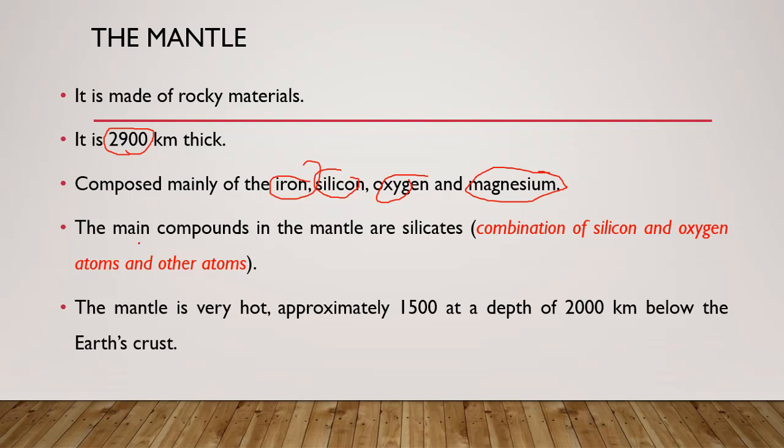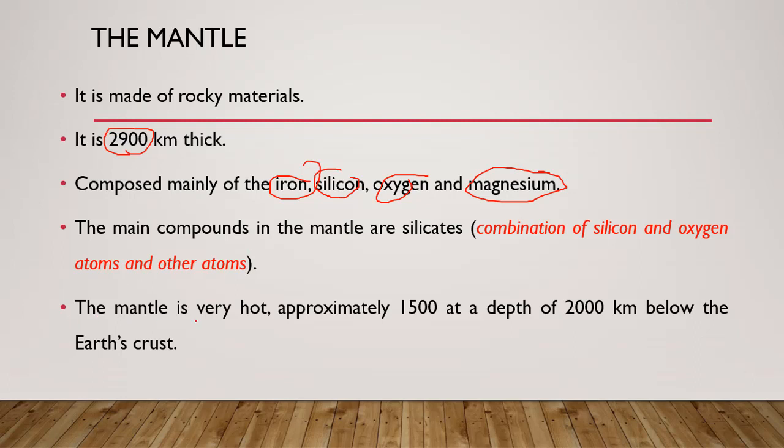However, the main compounds in the mantle are called silicate compounds. So these silicate compounds are a combination of silicon and oxygen atoms and also other atoms, but mainly silicon and oxygen. Silicate from the word silicon.